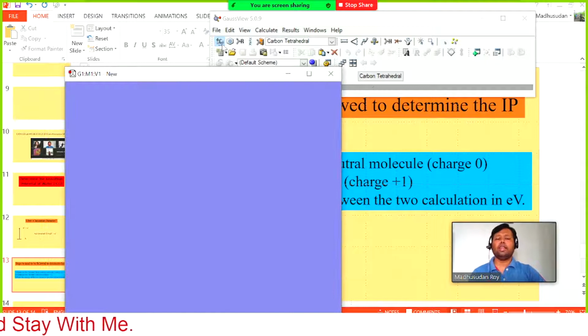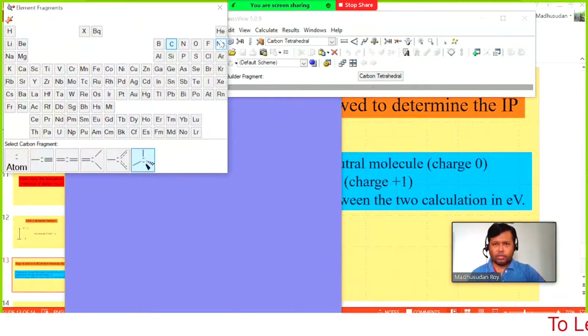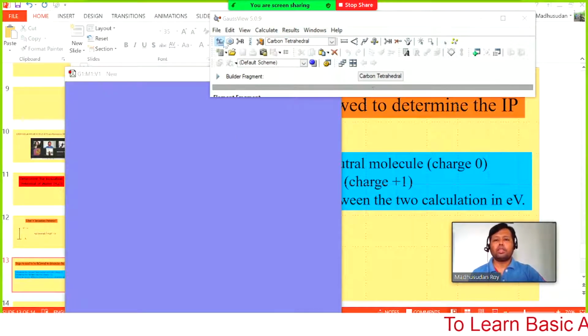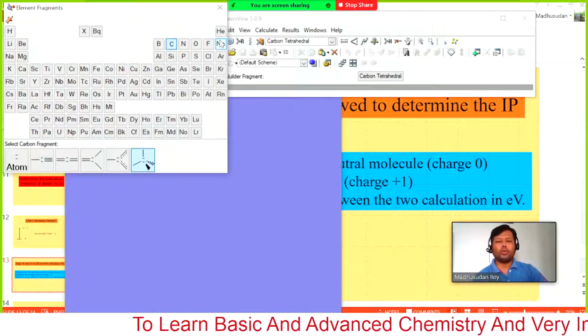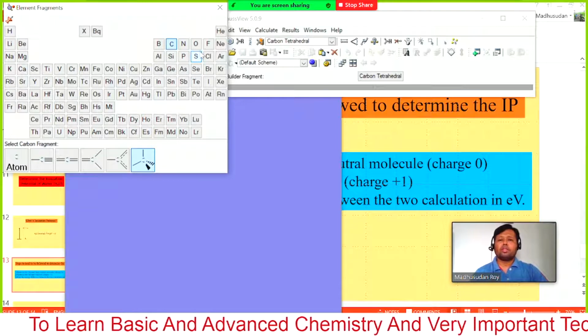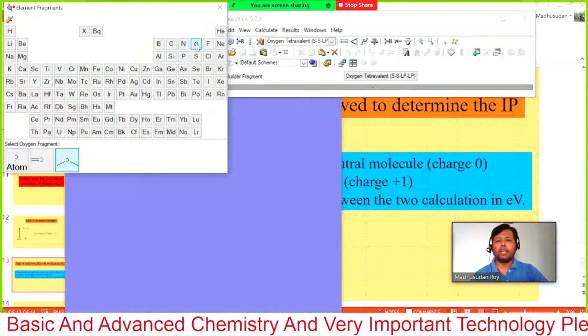So first, let us draw the water molecule. First go to the periodic table. So this is our periodic table. We should go into the periodic table, and we need oxygen and hydrogen to form the water molecule. So this is our oxygen atom.